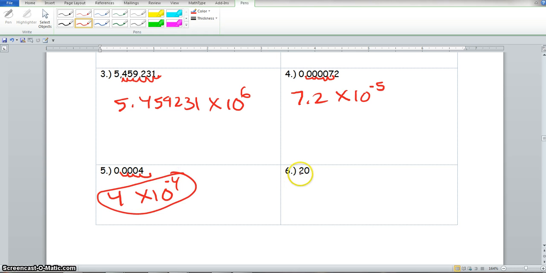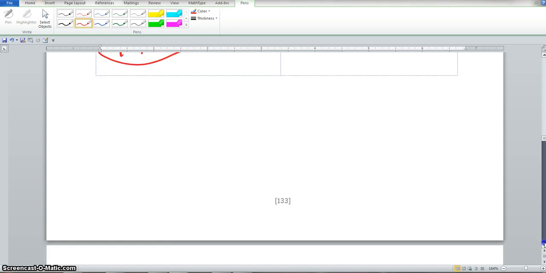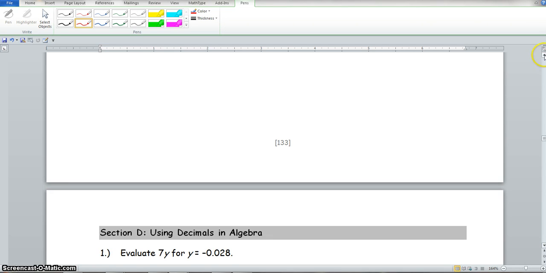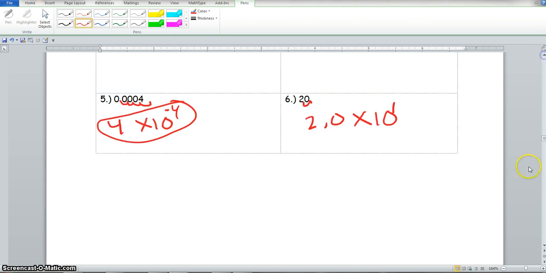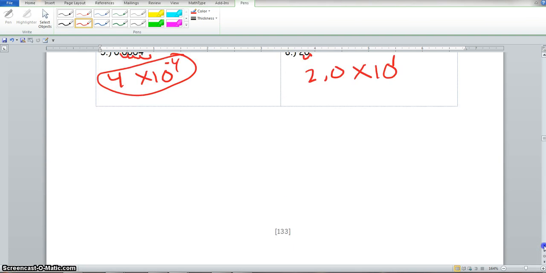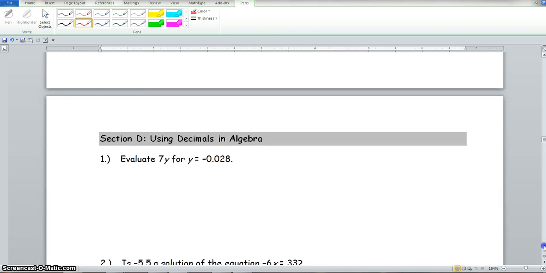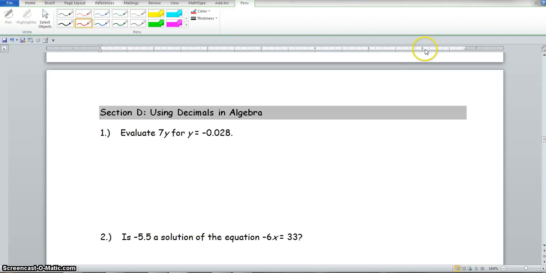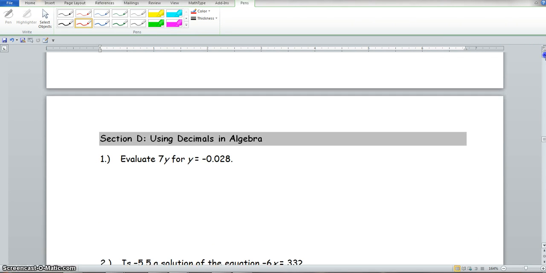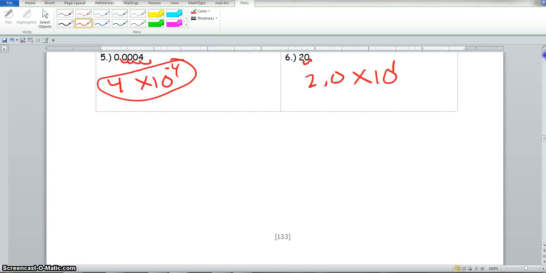Now for 20, the decimal is assumed to be here at the end. Move the decimal one place. This will be 2.0, or you could just write 2 times 10. Since we moved to the left 1, it'll be 10 to the first power. Okay, so that is it for the scientific notation.